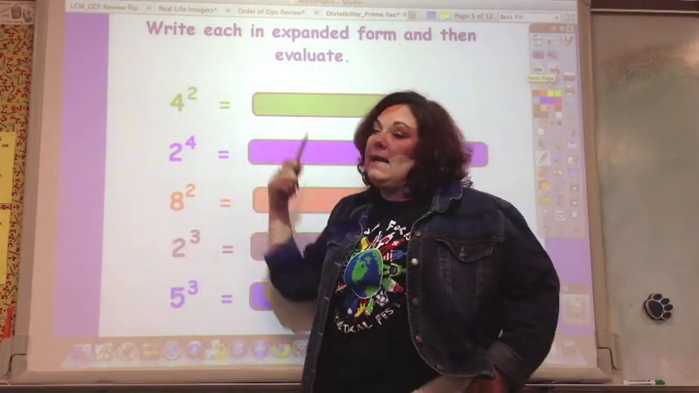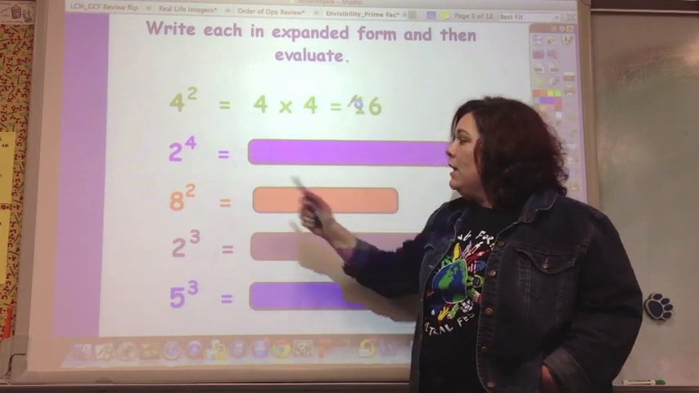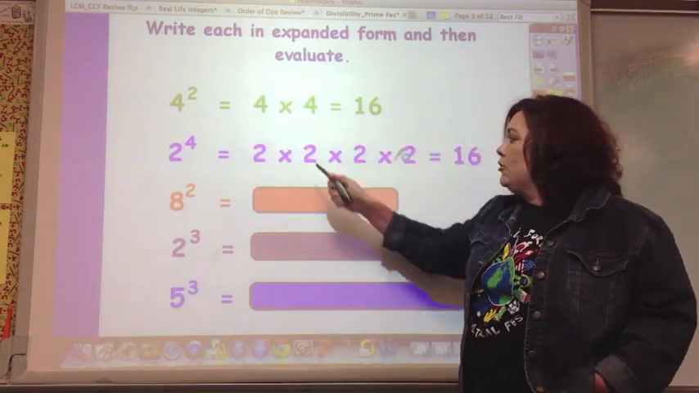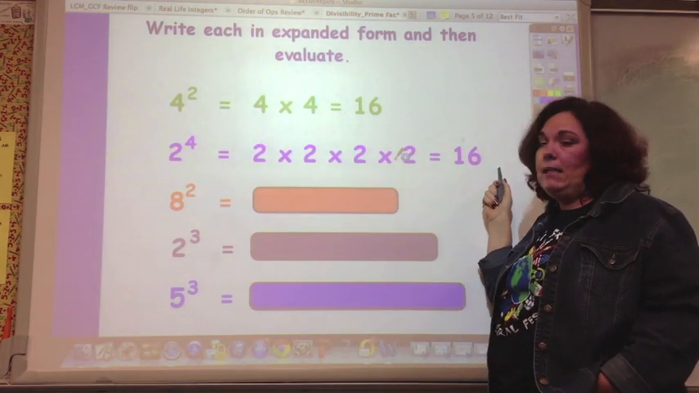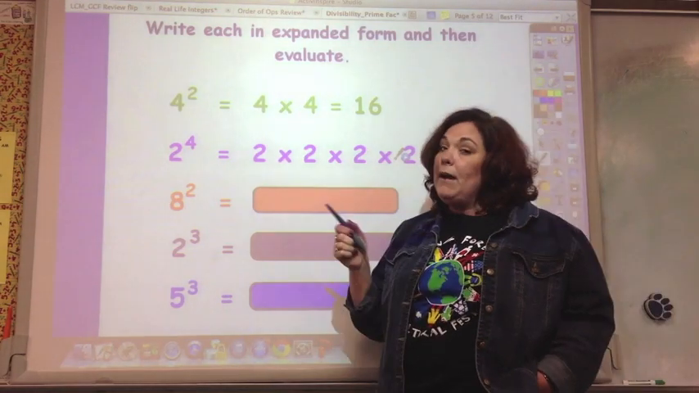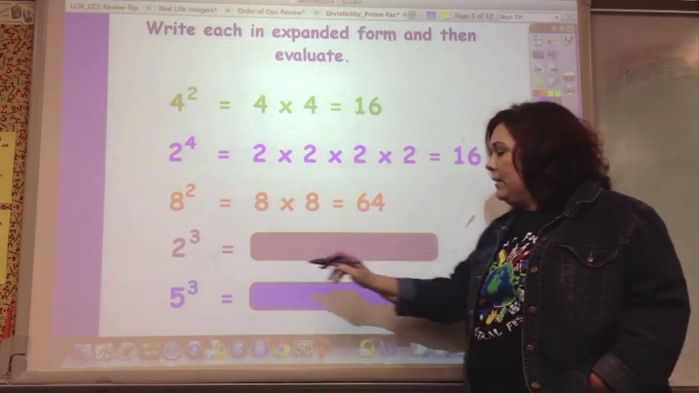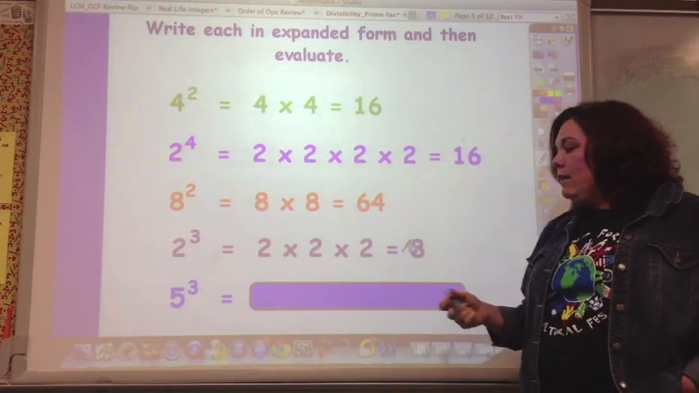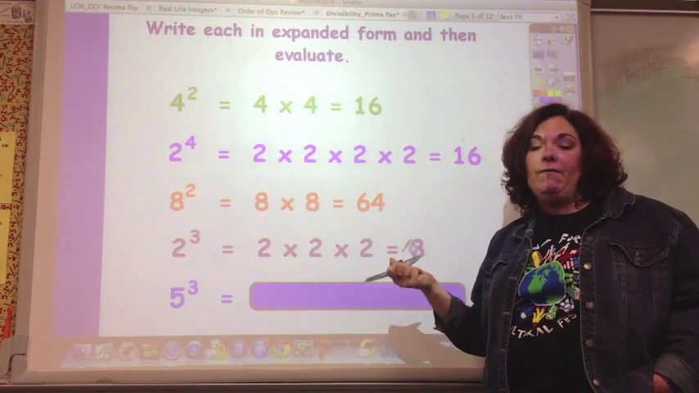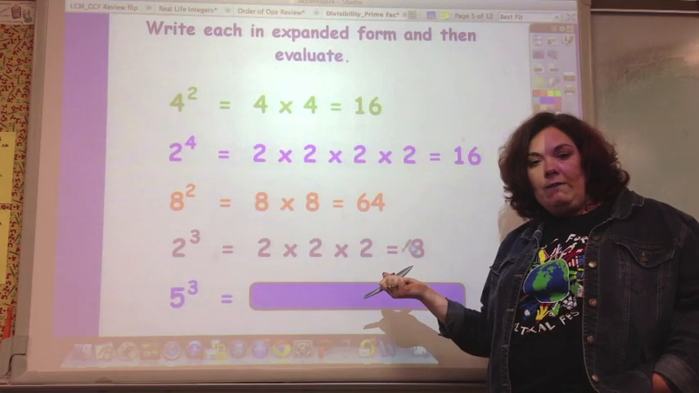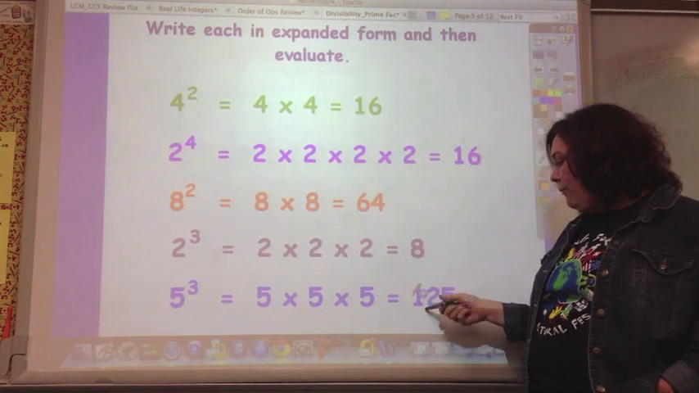So 4 to the second power is 4 times 4. So that's 16, not 8. And 2 to the fourth power is actually 2 times 2 times 2 times 2, which is 16. 8 to the second power, not 16, it's 64. And then we covered 2 to the third power. And then what would you think 5 to the third power would be? Well, 5 to the second power would be 5 times 5, which is 25. And then another 5 would be 125. And that would be the answer.